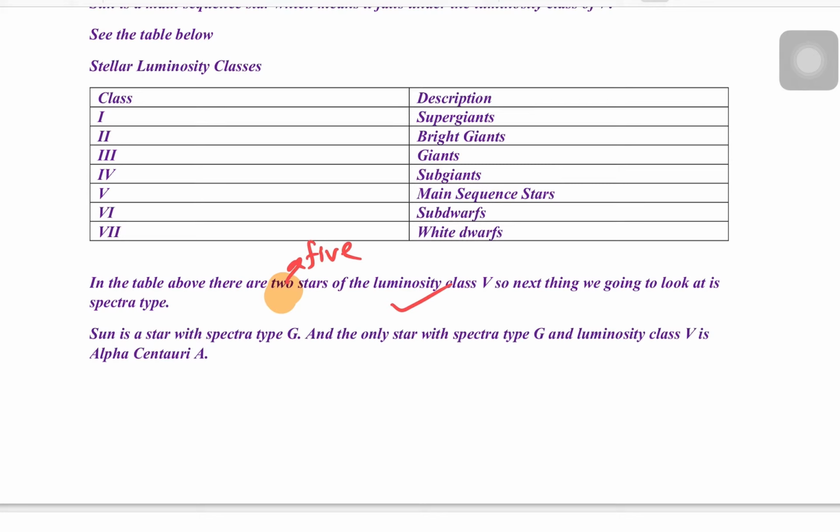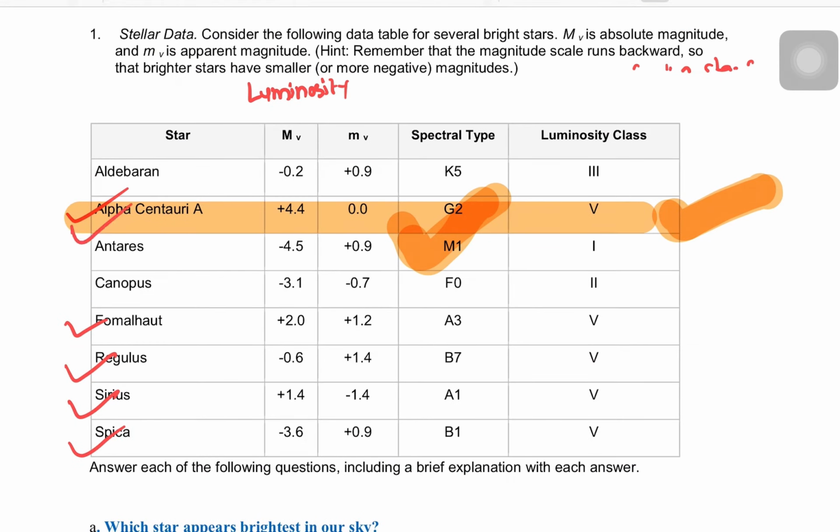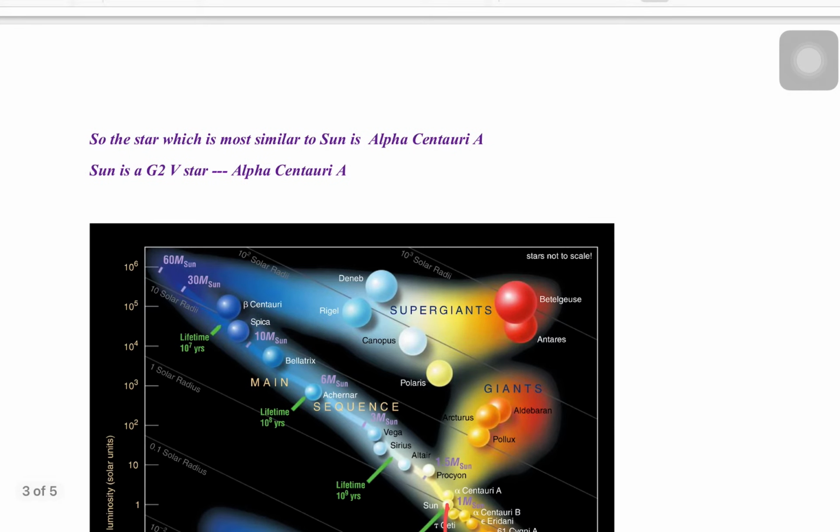So the next thing we're going to take a look at is the spectral type. The Sun is a spectral type of G, and the only other star with the spectral type G and the luminosity class V is Alpha Centauri. So we have already chosen our option. Okay, let's move on then.